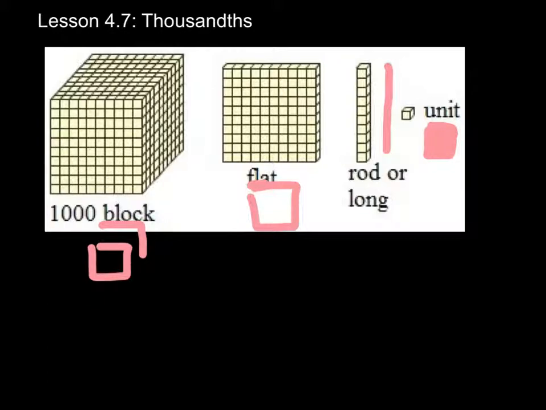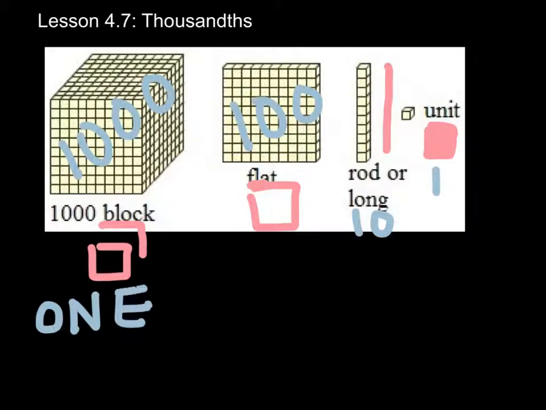Let's talk about the value of these base 10 blocks. Remember that a unit is worth 1. The long is worth 10. The flat is worth 100. And the big cube is worth 1000. The big cube is going to represent the 1 or the whole. So everything is going to be out of 1000.